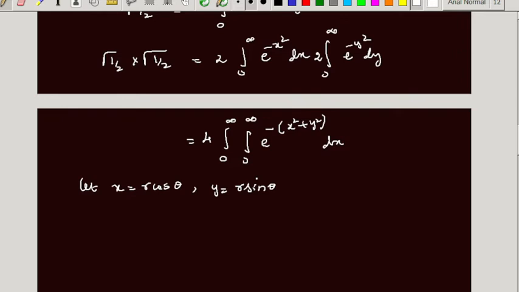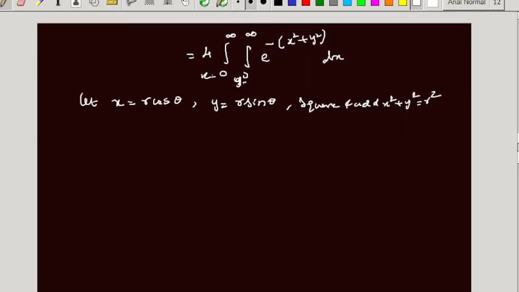So we know the polar coordinates: x is r cos theta, y is r sin theta. If we square and add, we get x square plus y square equal to r square. So if you put x and y, x square plus y square equal to r square is the circle. We must express in terms of x and y.